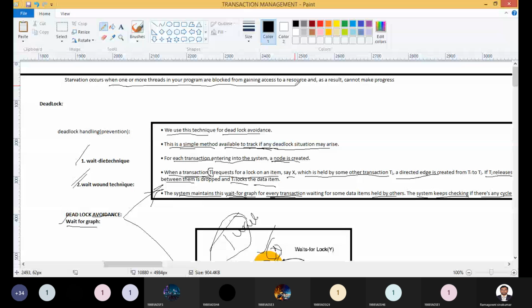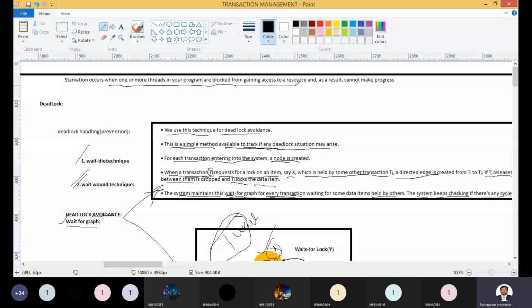It cannot make progress. That is the starvation problem, right? So this approach is not always feasible and causes starvation, where a transaction indefinitely waits for a data item and can never acquire it. That is starvation.